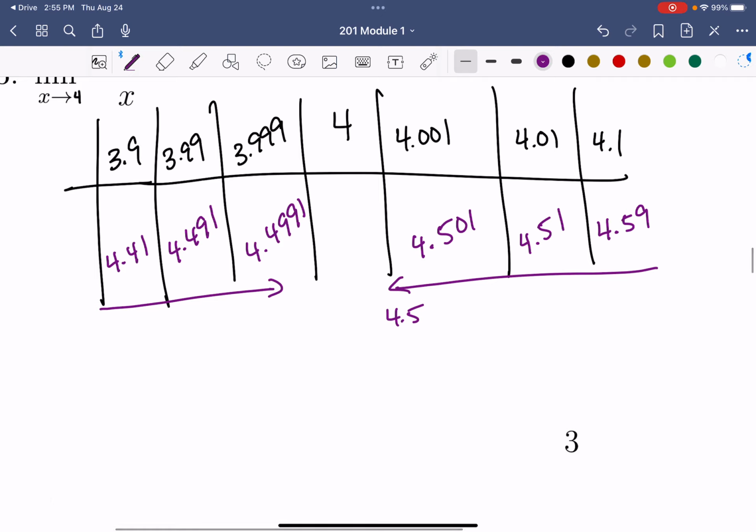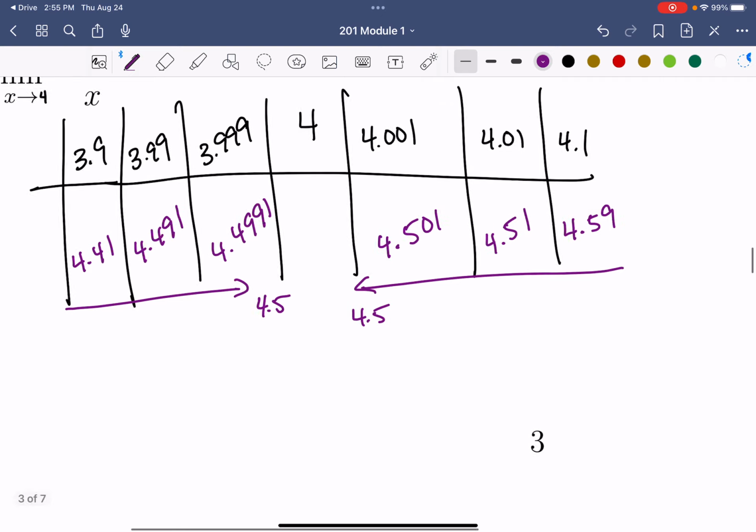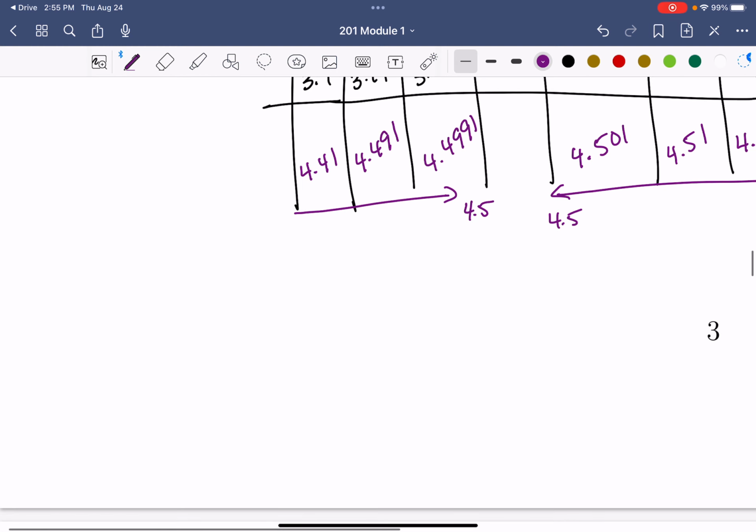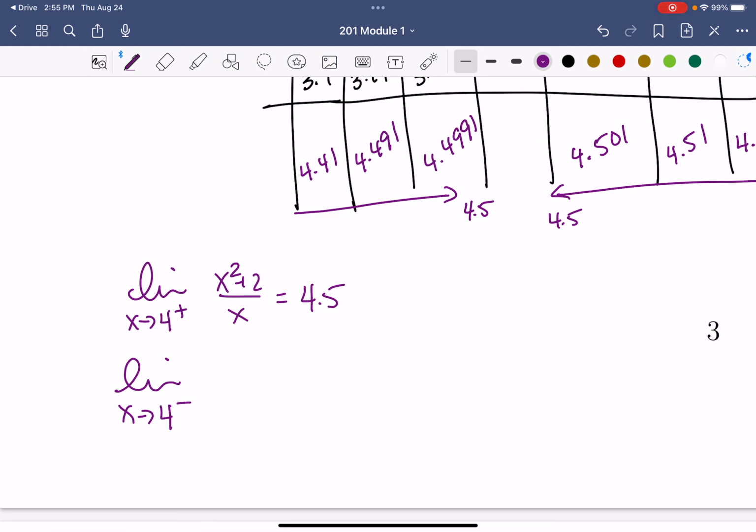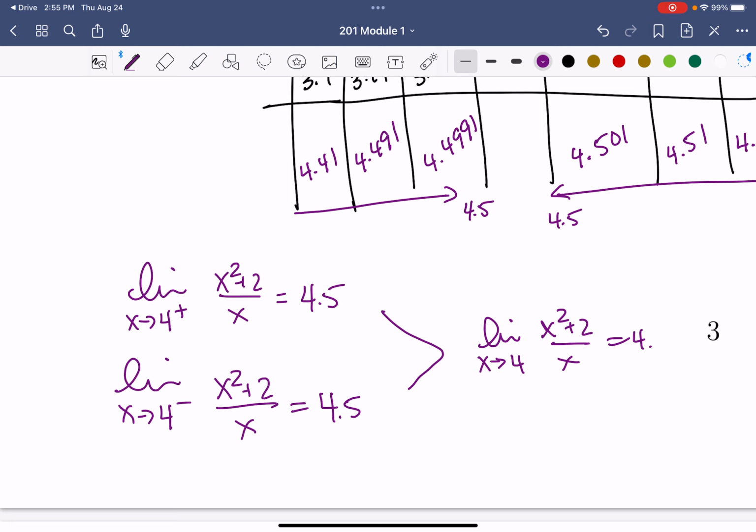And when I go from this direction, I'm getting closer and closer to 4.5. Okay, so notation-wise, that tells us that the limit as x goes to 4 from the right of x squared plus 2 over x is 4.5. The limit as x goes to 4 from the left of x squared plus 2 over x is also 4.5. And that tells me that because they match, the limit as x goes to 4 from both sides, so nothing after it, of x squared plus 2 over x is also 4.5.